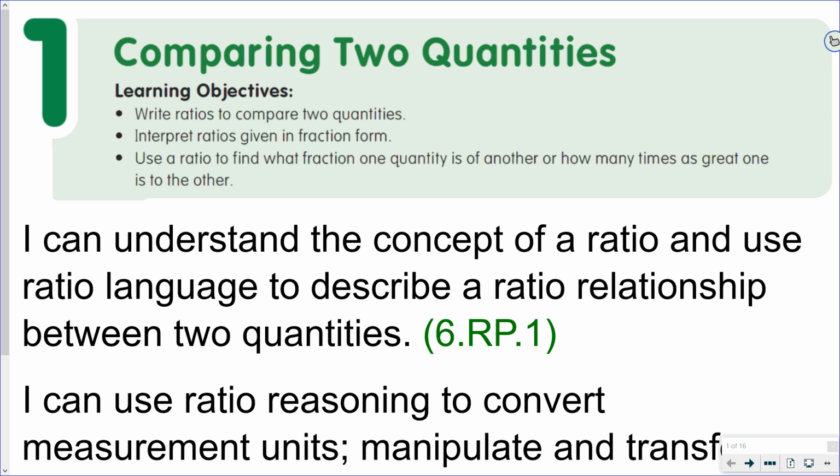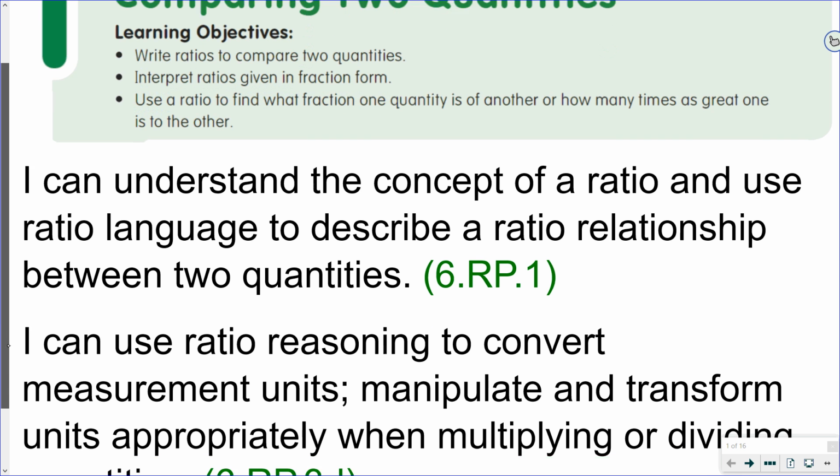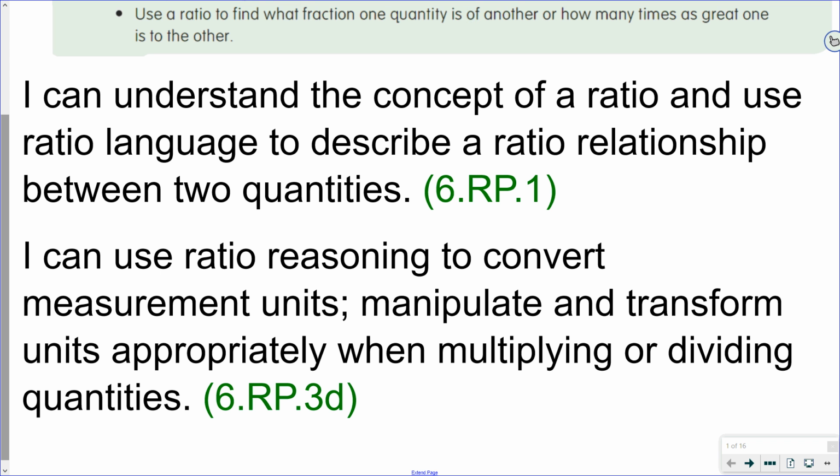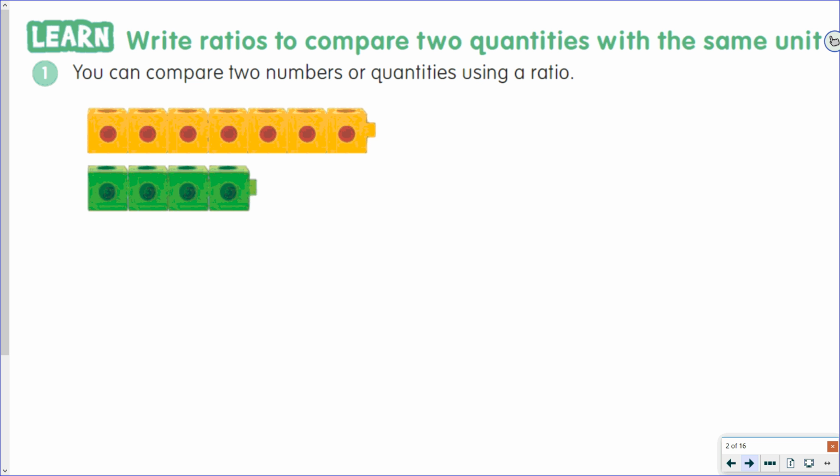For today's lesson, we will be comparing two quantities, which means we'll be working with ratios. We have a couple of standards that we will be working with, and they're listed here: 6.RP.1 and 6.RP.3.D are our two standards for today. When writing a ratio, you need two skills. One is one of your first skills that you learned, and that's counting, and the other is reading.